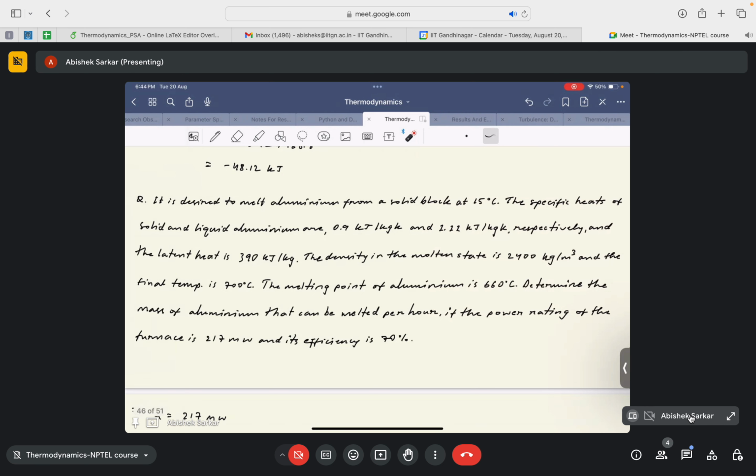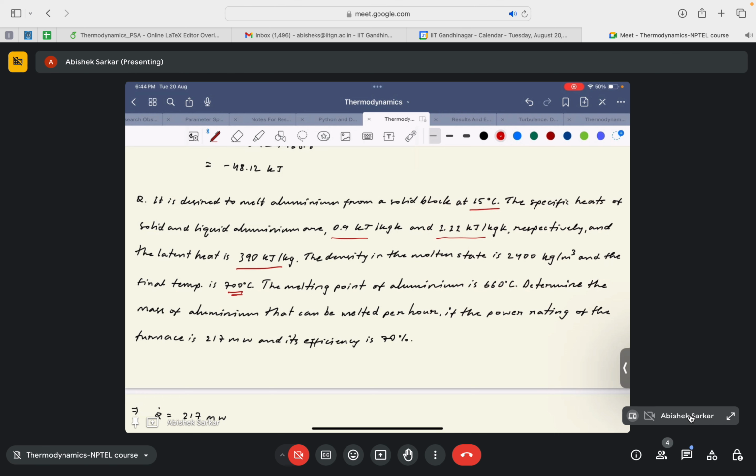The specific heats of solid and liquid aluminium are 0.9 kilojoule per kg Kelvin and 1.11 kilojoule per kg Kelvin respectively. For solid and liquid aluminium, the specific heats are different, so they are explicitly mentioned here. And the latent heat is 390 kilojoule per kg. The density of the molten state is 2400 kg per meter cube, and the final temperature is 700 degrees Celsius.